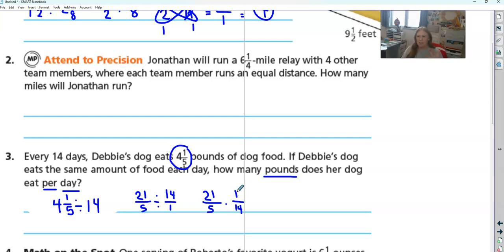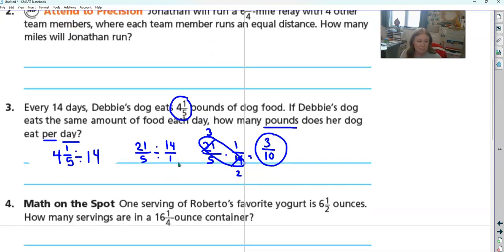So this can't get smaller, it's already 1. But I'm going to look this way. So can 14 go into 21? No. Can 13? No. 12? No. 11, 10, 9, 8, 7 goes into 21 and 14. I'm dividing these both by 7. 21 divided by 7 is 3. 14 divided by 7 is 2. So now 3 times 1 is 3. 5 times 2 is 10. So she eats 3/10 of a pound every day. The dog does. After 2 weeks, that dog ate 4.5 pounds of dog food.